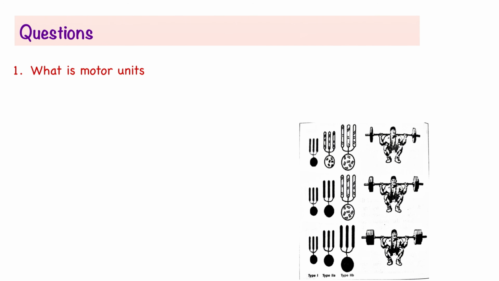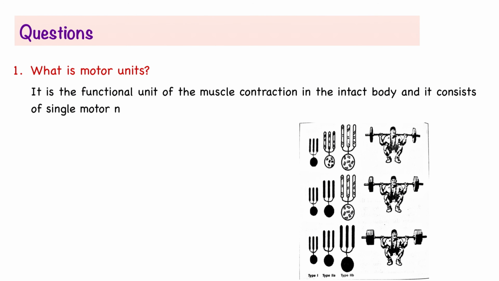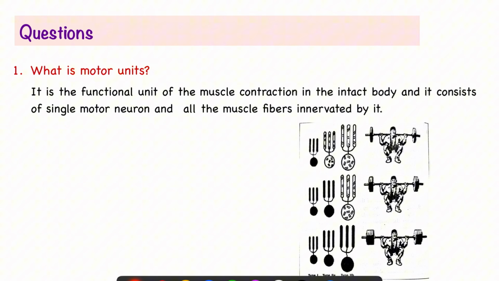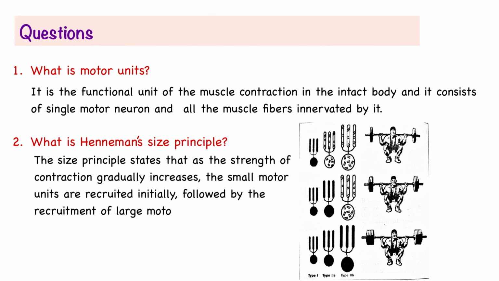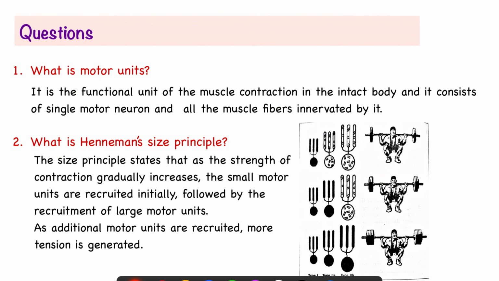Okay. Now one question, what is a motor unit? It is the functional unit of muscle contraction in the intact body and it consists of a single motor neuron and all the muscle fibers innervated by it. And what is Henneman's size principle? This states that when the strength of contraction is increasing gradually, first small motor units will be recruited. Then only the large motor units are recruited. And if additional motor units are recruited, more tension will be generated.